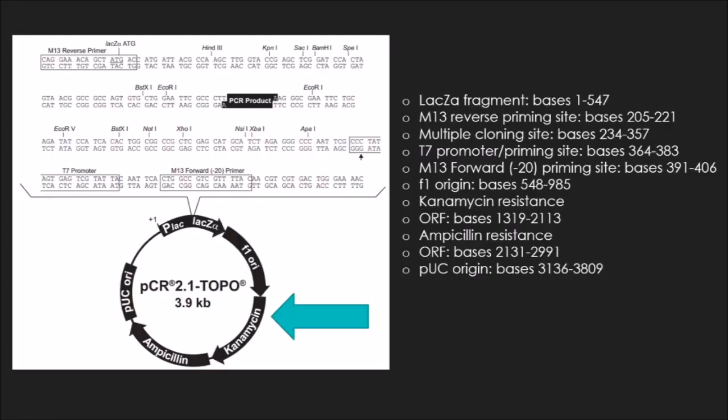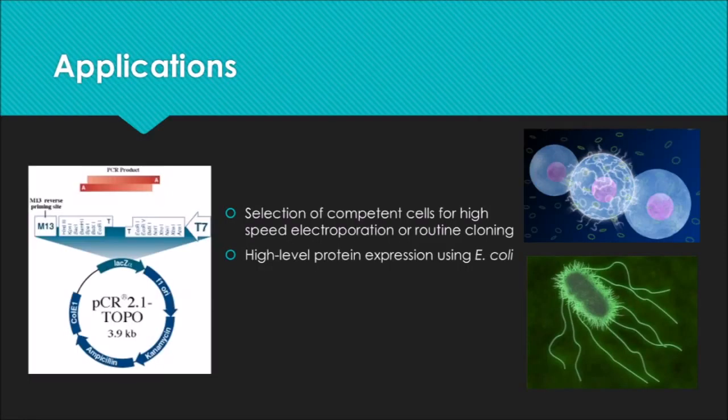Ligate. The topo vector has an overhanging 3' thymine. Your PCR product must have an overhang of 3' adenine. Be sure to include a final extension step of 7 to 30 minutes during the PCR. Longer PCR products will need longer extension times. Among the various applications of the PCR 2.1 topo vector, here are two main applications: selection of competent cells for high-efficiency electroporation or routine cloning, and high-level protein expression using E. coli.